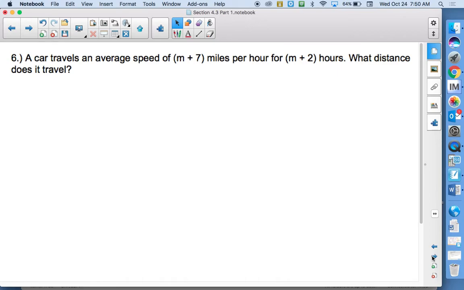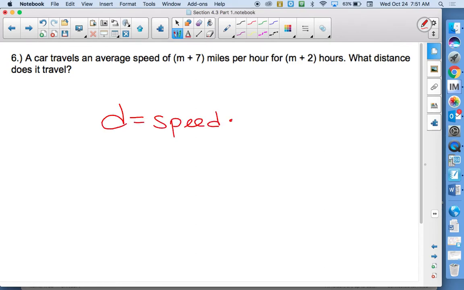So a car travels a speed of m plus 7 miles an hour for m plus 2 hours. Find the distance. How do you find distance? Anybody remember the distance formula? It's a little teeny tiny formula. Joel. Yeah. So distance is equal to speed times time. Sometimes we refer to that as rate. They mean the same thing, how fast you're going.